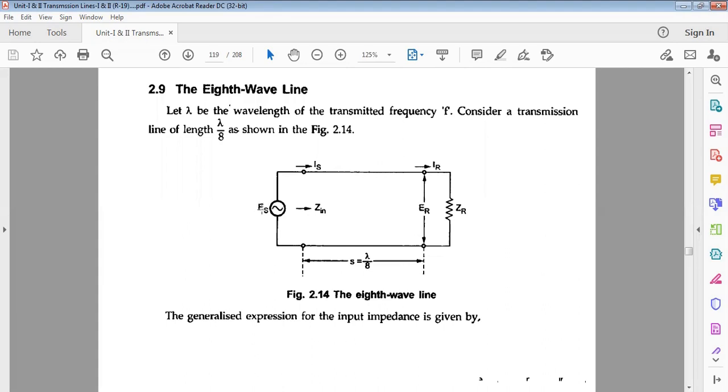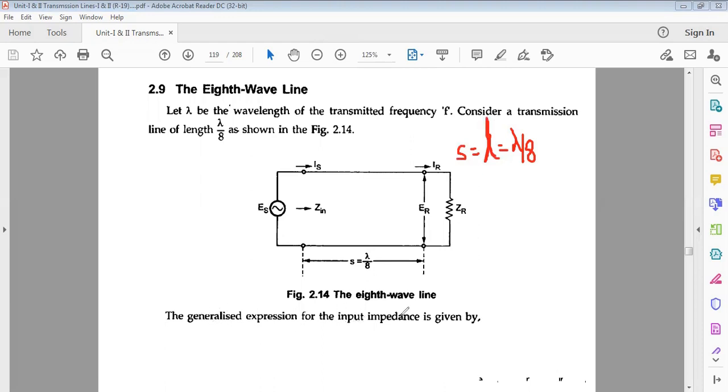And the Vs is also there. The Vs is the voltage and Is is the current. And at the output side, at the load end, IR and VR. Here they are denoted as ES and ER. And the length of the transmission line is represented as S or L. L is equal to lambda by 8, or S is equal to lambda by 8. So it is given as S here. Length of the transmission line L is equal to lambda by 8.